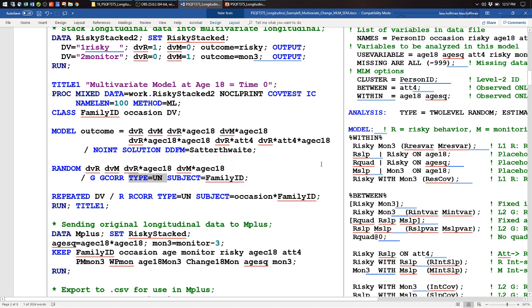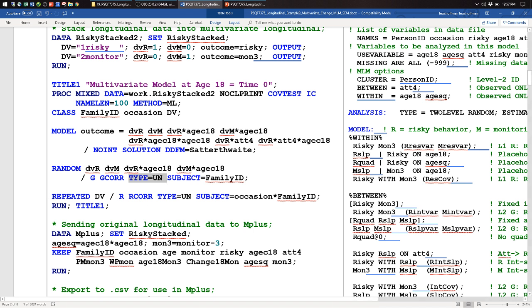Type equals UN. Remember what that stands for? You guys know this one? Unstructured. Unstructured, which means everything gets to be what it wants, meaning all possible variances and covariances are being estimated. So I have the variance of each of my random effects as well as its covariance between the intercepts and slopes, and between the slopes.